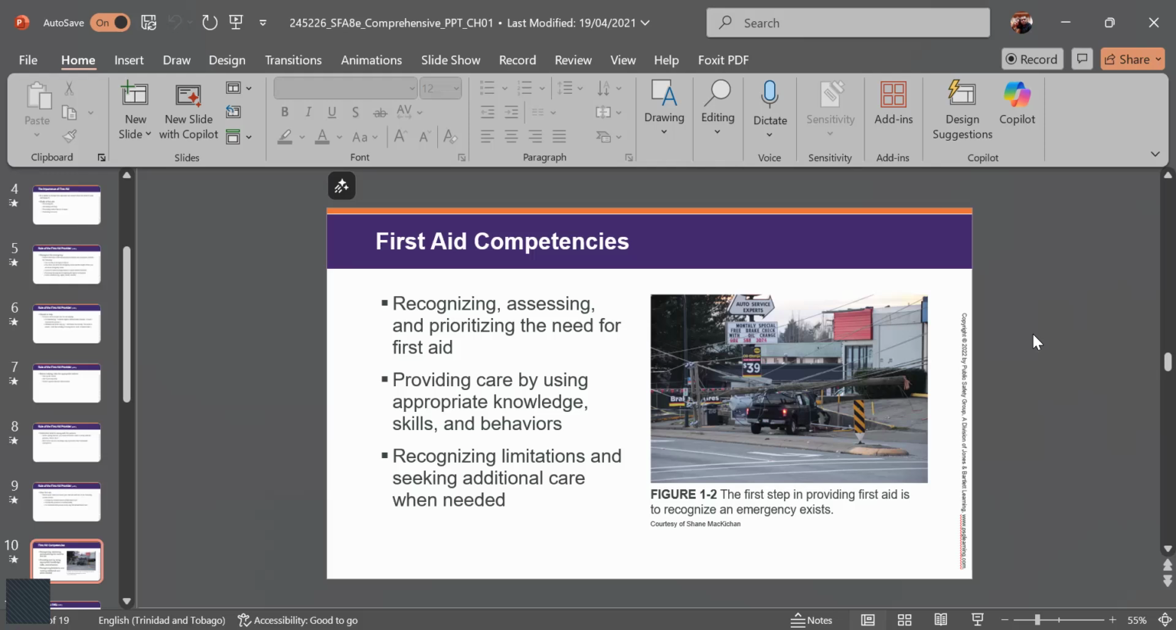First aid competencies, what is critical for you? Being able to recognize, assess, and prioritize the need for first aid, especially if you have multiple patients. Being able to recognize that something is wrong here, or that there are multiple persons, assessing each person, and then prioritizing these patients based on the severity of their condition.